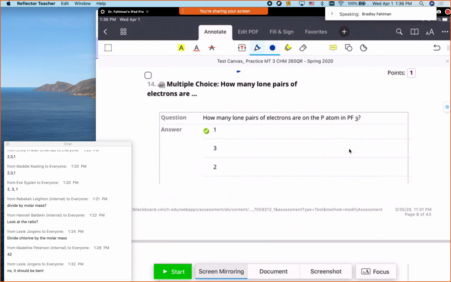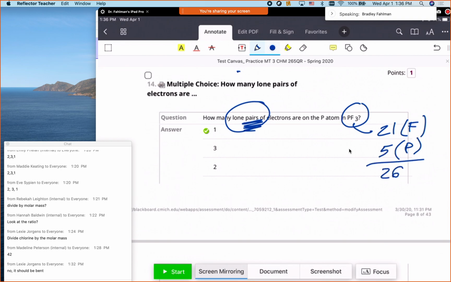How many lone pairs? So pairs mean 2 electrons. How many are on the phosphorus atom in PF3? Okay, so you've got 21 electrons from the fluorines, then another 5 electrons from the phosphorus, so 26 valence electrons.